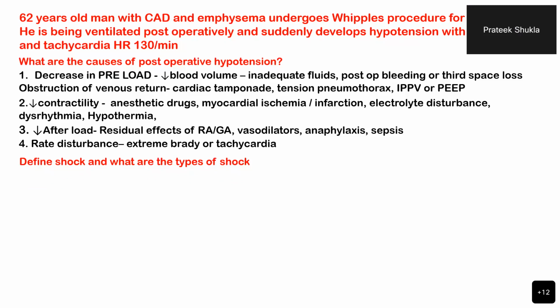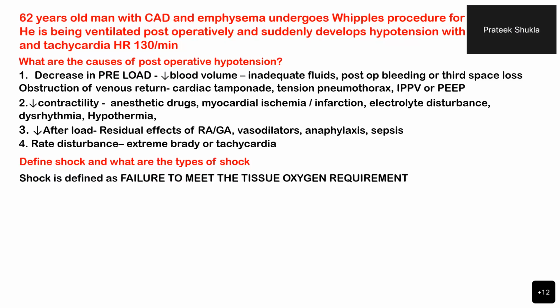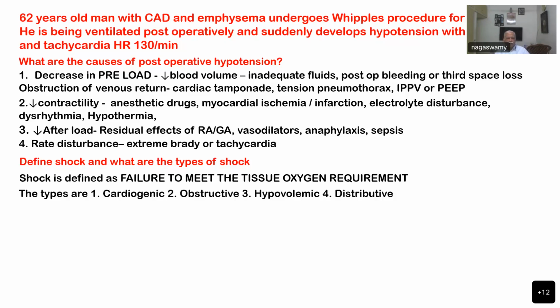Reduced perfusion to the tissues. Shock is defined as failure to meet the tissue oxygenation or oxygen requirement. Simple as that. Tissues are not getting enough oxygen. Either it may be because of anemia or because of hypotension, or it may be because the heart is not pumping well. So whatever is the reason, ultimately the tissues are not receiving the oxygen they require. So mitochondria are suffering from want of oxygen. That is defined as shock. And the types are, it may be cardiogenic, obstructive, hypovolemic, or distributive.